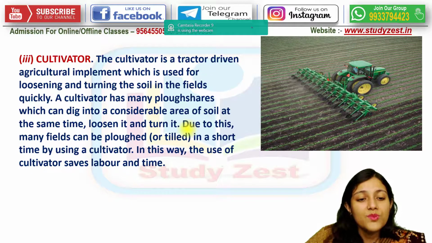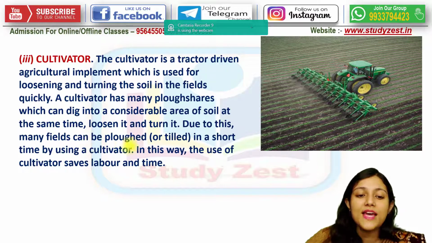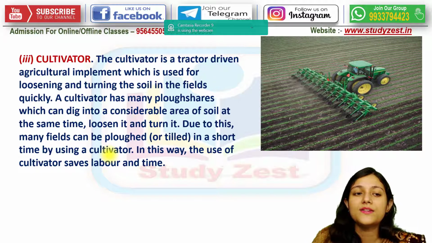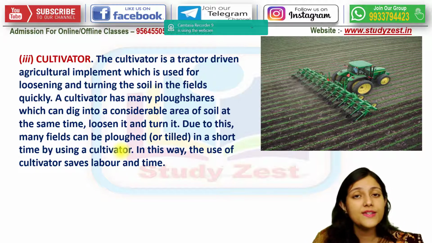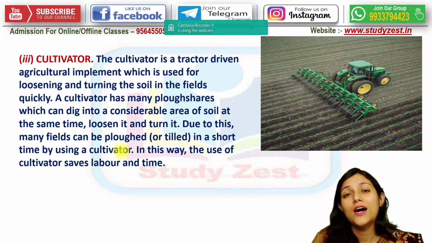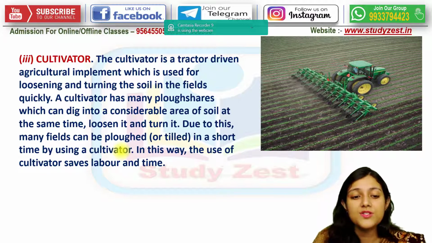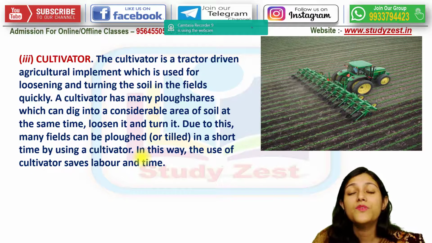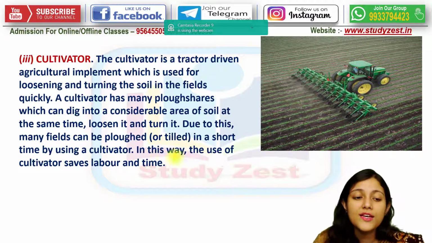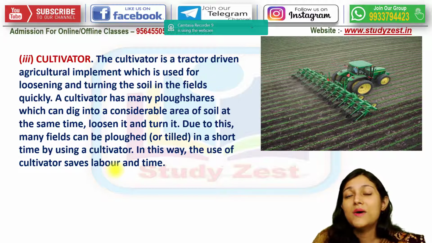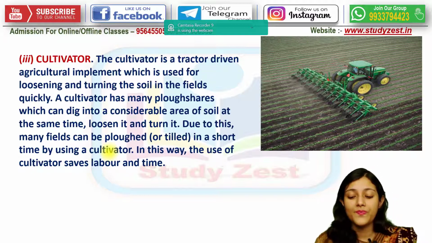Due to this loosening and turning, many fields can be plowed or tilled in a short time by using a cultivator. So, if we use a cultivator instead of a plow, the whole process can be done very easily. It won't be very time consuming like it would be with the help of plowing. In this way, the use of the cultivator saves much more labor and much more time. So, this is a very good agricultural implement.